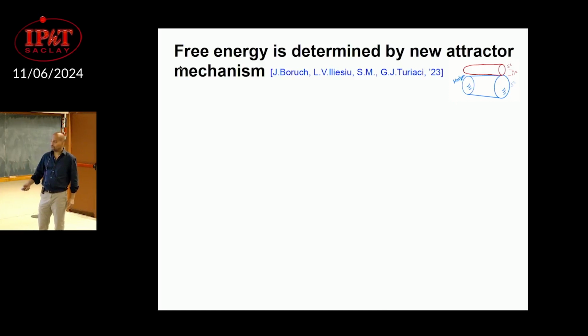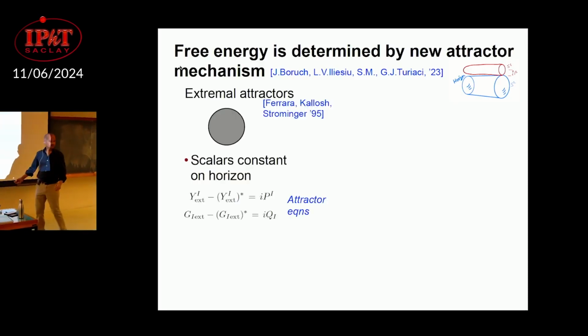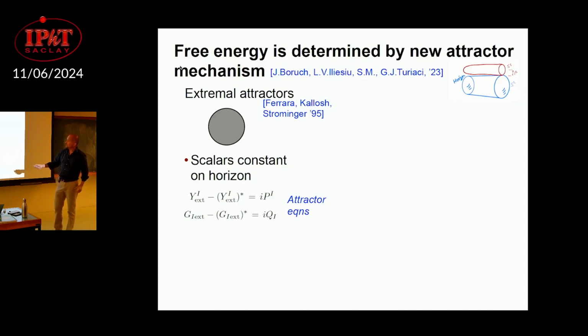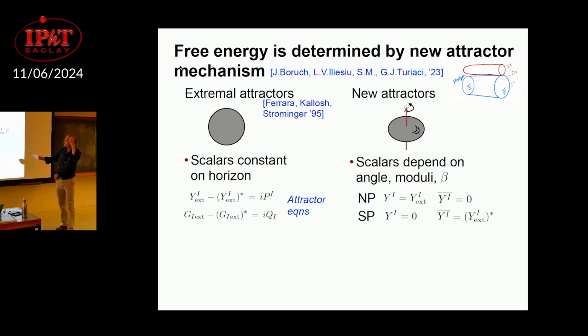And now you can calculate the free energy. Let me just contrast the extremal and non-extremal black hole. So the extremal attractor has a spherical horizon, and the scalars are constant on the horizon, and they're determined by these attractor equations. The non-extremal solution I'm discussing is not spherically symmetric, it's rotating. And the scalars on the horizon are not constant. They depend on the angle, on where you are on the sphere, they depend on the temperature, and they depend on the asymptotic moduli. Okay, they're not nice objects. And the area of this is also some complicated function of all these moduli and beta.